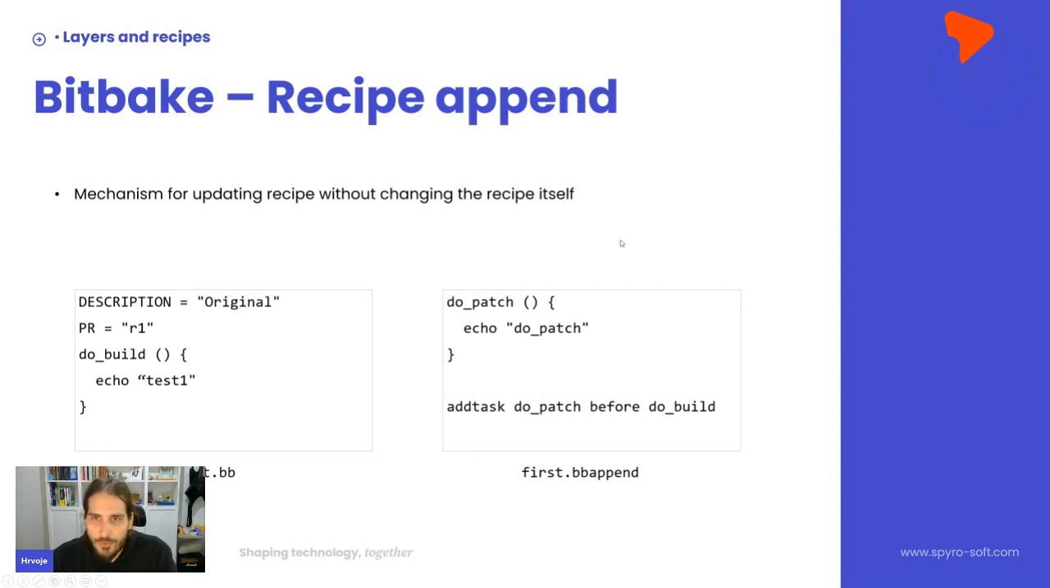And now when we actually ask BitBake to build this recipe first, it will take into consideration all the first.bbappend files, and then it will try to build like, let's say, the sum of all bbappends and the original recipe.